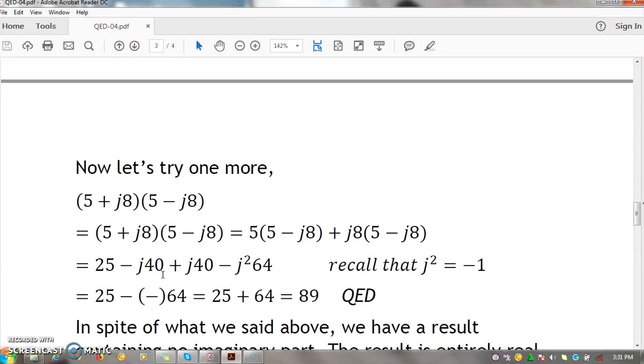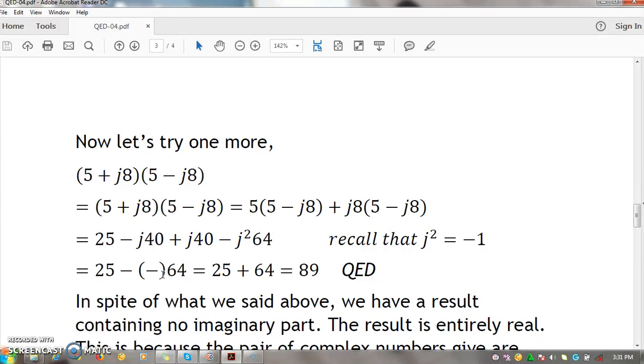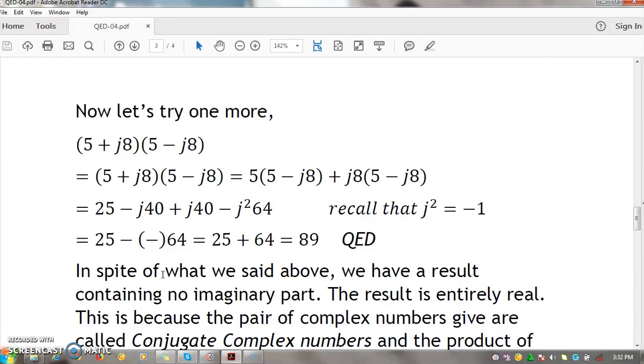But let's check this. I have 5 plus j8 and 5 minus j8. Note that in this equation, the only difference in the two brackets is the sign in the middle, plus and minus. Now let's see. By the time we open the bracket, multiplying the two brackets together, we have 25 minus j40 plus j40 minus j squared 64. I'm sure you know how we get that. And since j squared is equal to minus 1, we have 25 plus 64, which is 89.